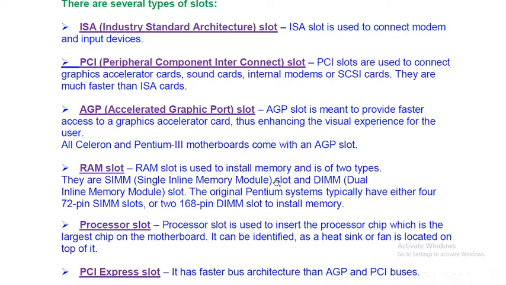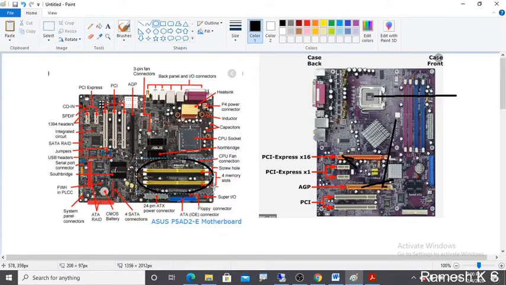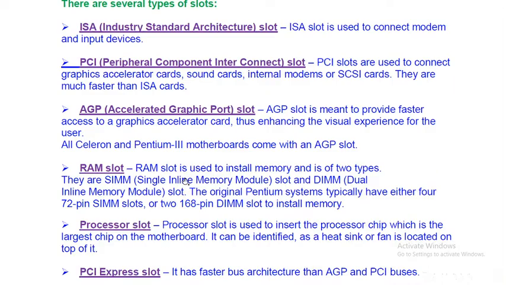Single inline memory module slot and DIMM memory module slot. There are two different types. The original Pentium systems typically have either 4 72-pin SIMM slots or 2 168-pin DIMM slots to install memory. So it may contain either 72-pin or 168-pin DIMM slots.